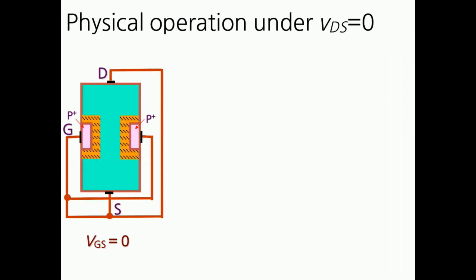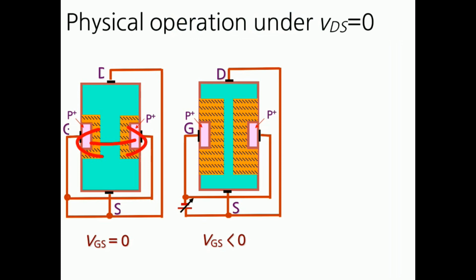Now, physical operation under VDS equal to 0. It means VDS is 0, so no voltage between drain to source. At that time what happens? Whenever VGS is 0, then the channel width is like this. There is a channel between the drain to source, and the drain to source current is more compared to all others. If VGS is less than 0, then what happens? The depletion region width is increased and channel width becomes very small. So the current is also small.